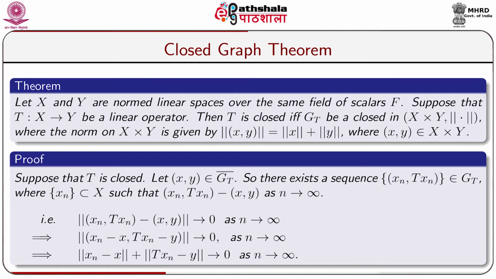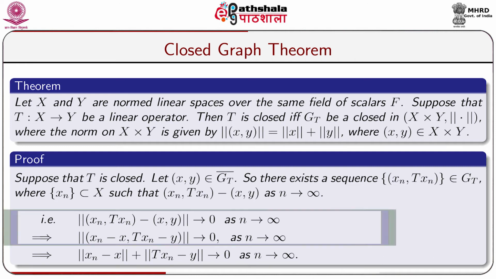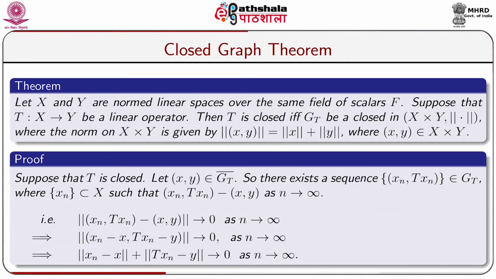Let (x, y) belong to G_T bar. So there exists a sequence pair (xn, Txn) belonging to G_T, where the sequence xn is an element of X, such that the pair (xn, Txn) goes to (x, y) as n tends to infinity, that is, norm of ((xn, Txn) minus (x, y)) goes to 0 as n tends to infinity, which implies that norm of (xn minus x, Txn minus y) goes to 0, which again implies that norm of xn minus x plus norm of Txn minus y goes to 0 as n tends to infinity.